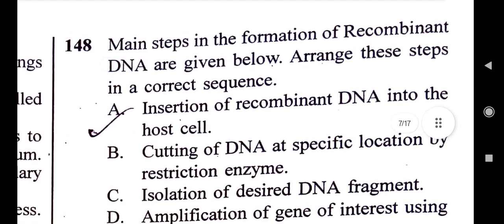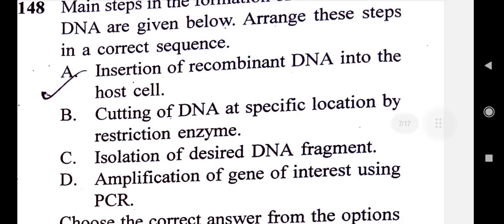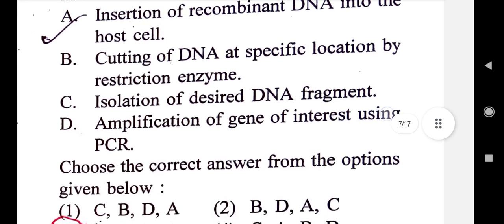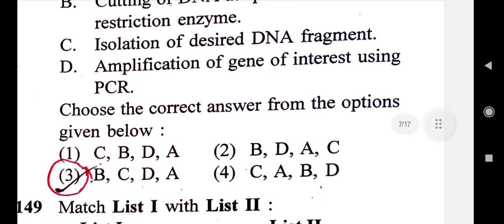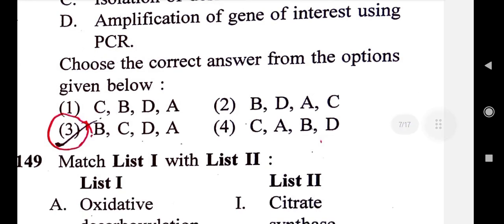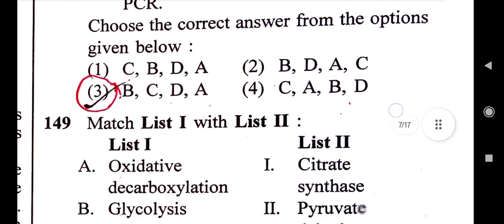Let's see question number 148. The main steps in the formation of recombinant DNA are given below. Arrange these steps in the correct sequence. Option A: insertion of recombinant DNA into the host cell. Option B: cutting of DNA at a specific location by restriction enzyme. Option C: isolation of the desired DNA fragment. Option D: amplification of the gene of interest using PCR. Choose the correct answer from the options given below. Option 3 is the correct option. B, C, D, A is the correct sequence.